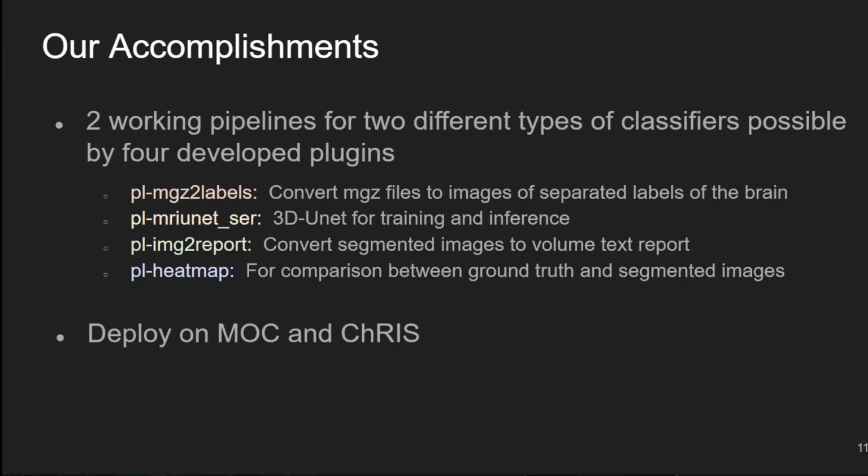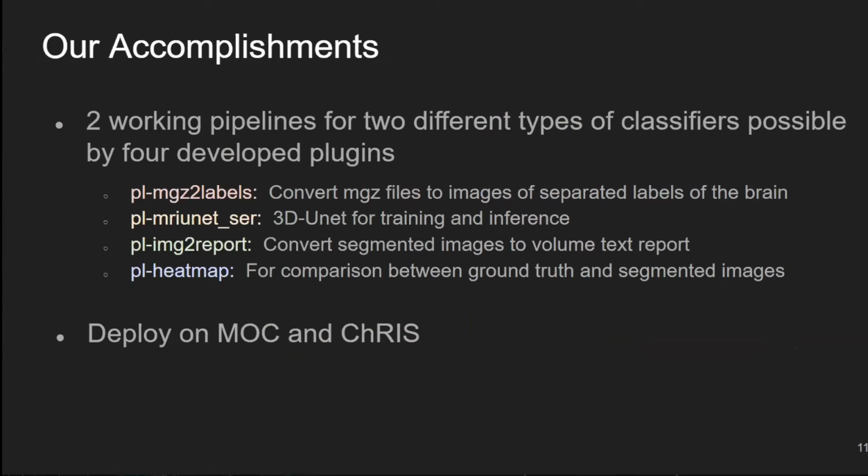Okay, let's talk about what we've developed. We completed our MVP, which is to generate a text report from brain images. We've built four plugins. The first one is MGZ2labels, which converts MGZ files to images of separated labels of the brain. The second one is MRI-unet-SCR. SCR is for serial, which is kind of an automation tool for training and inference. It is designed to dock with the output of MGZ2labels.